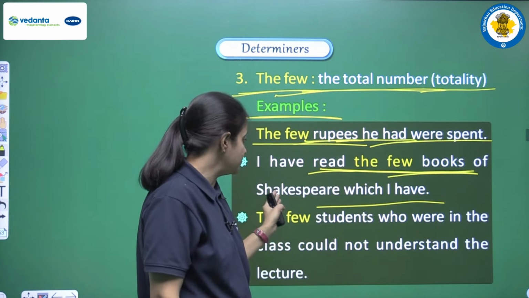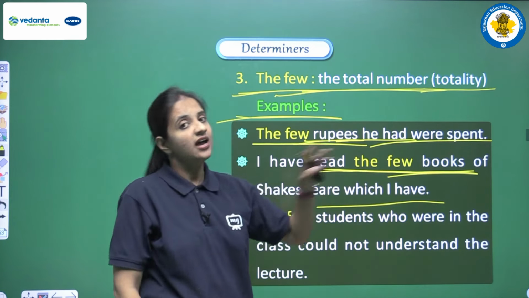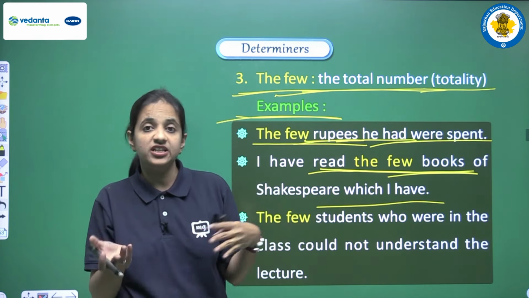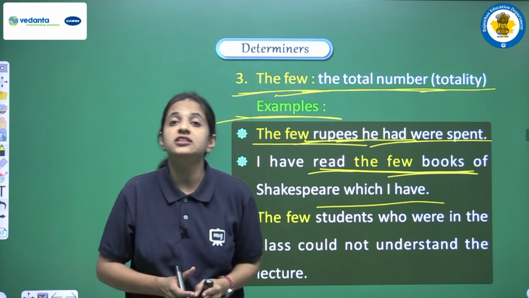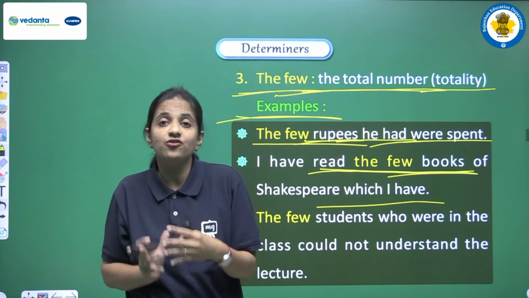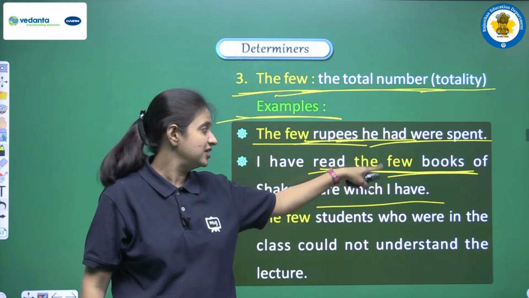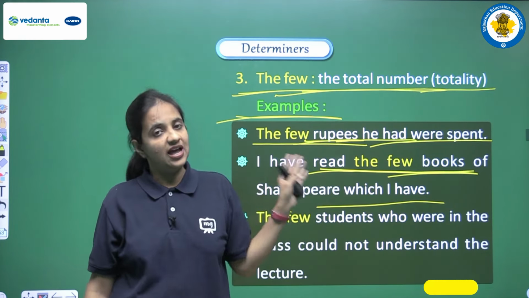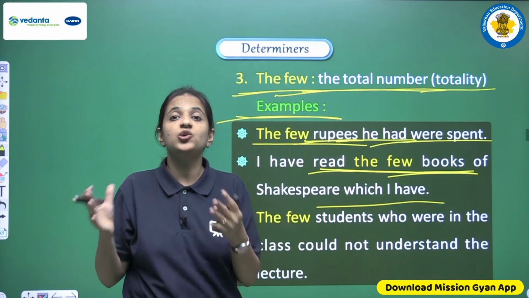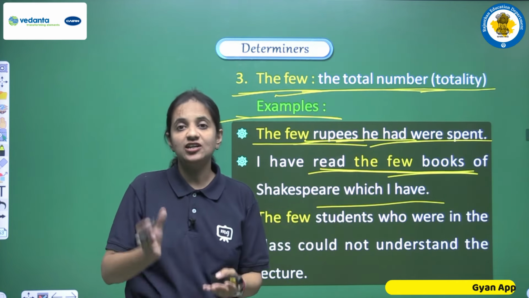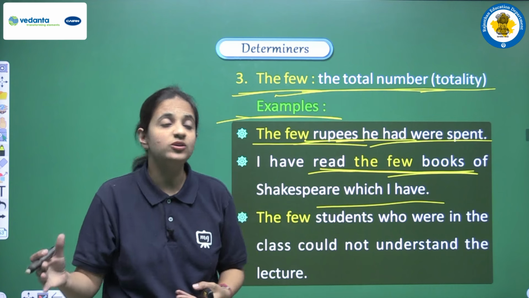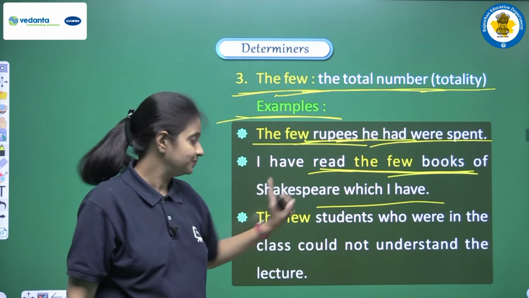जो शेक्सपियर की लिखी हुई जितनी भी बुक्स थी, I am not talking about this thing कि वो कम थी, ज़्यादा थी. I am saying that जितनी भी books थी, totality of that book that I have read. So this is the reason I am using the few in this sentence, and with the help of the few we are showing the total number, we are showing the totality of that noun, that is books, in this sentence.